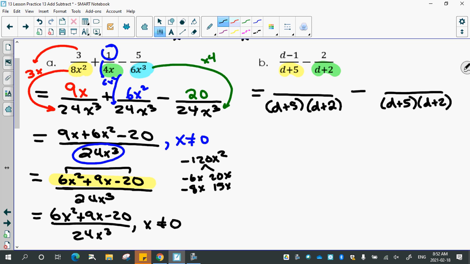And then we have to adjust our numerators. So to get from this denominator to this one, I had to multiply d plus 5 by d plus 2. So I have to multiply the top by d plus 2. Okay. Here I had to multiply the bottom by d plus 5, so I have to multiply the top by d plus 5.